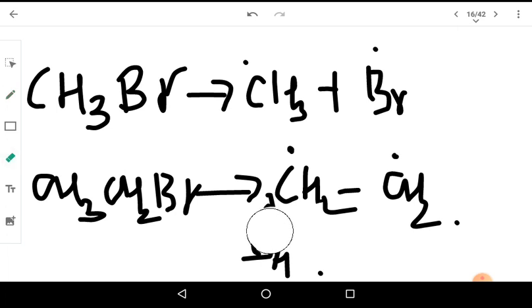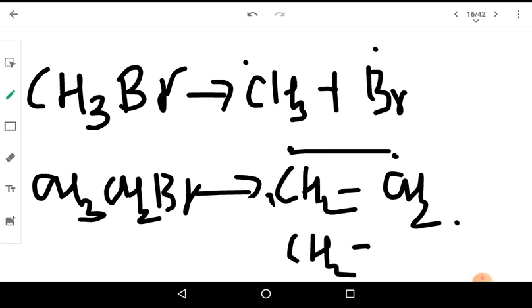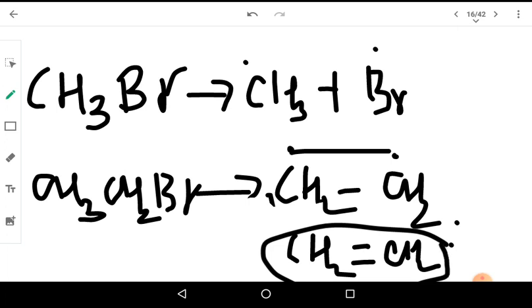So this hydrogen is moving out as H plus. Now there is a possibility of forming a double bond between these two. So CH2=CH2 can also be formed, but this is going to be a minor product, right? So alkenes are also formed in Wurtz reaction, but as a minor product, and in organic chemistry usually we do not represent these minor products.